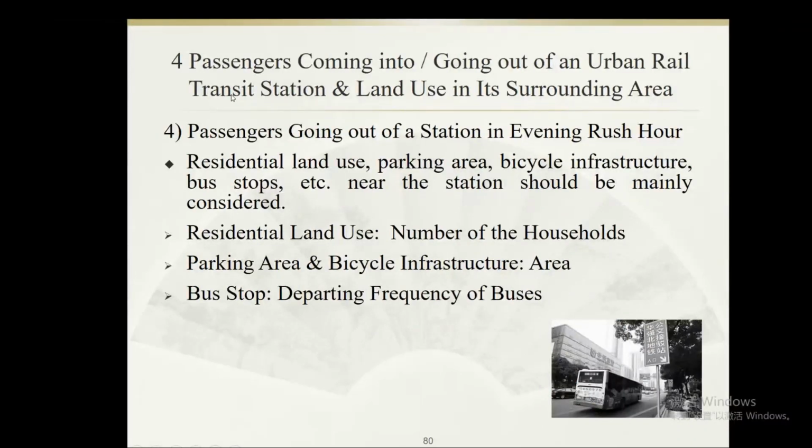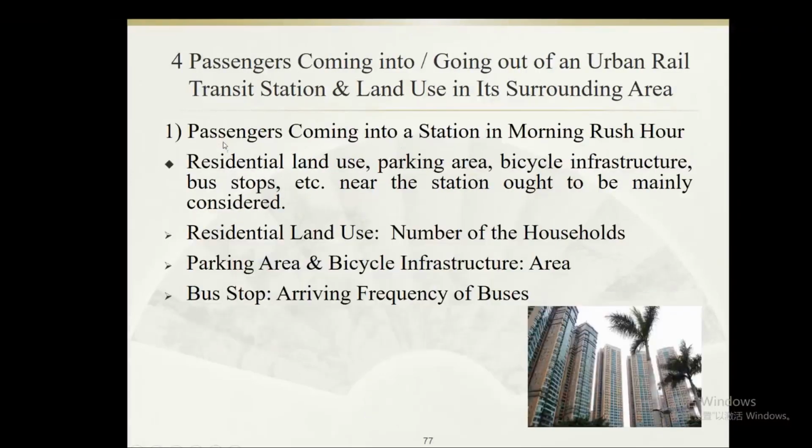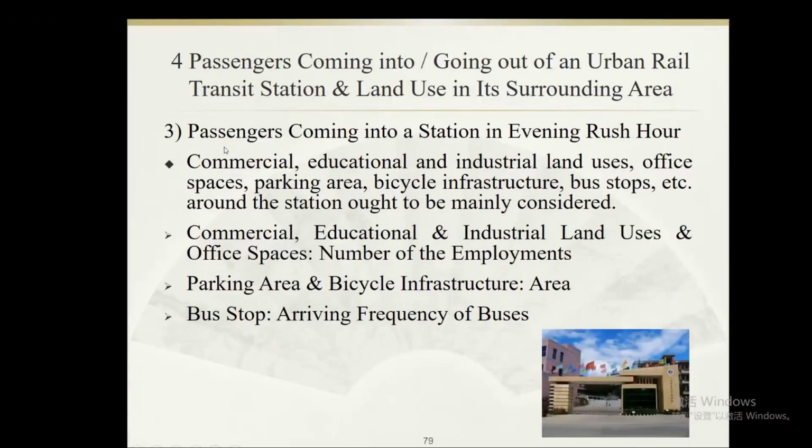In evening rush hour, going out of the station, these are the people going back home, in evening rush hour, as in morning rush hour, right? Then we need to know the number of households around the station and the infrastructure area and the departing frequency of buses. Only in these four steps, we can exactly know how big capacity we should have, what kind of transport capacity we should provide for each station. Okay?